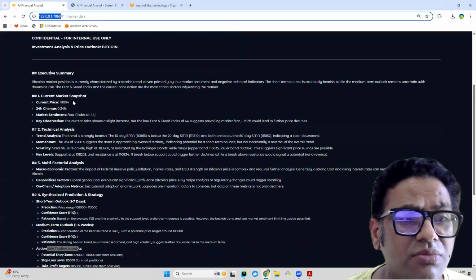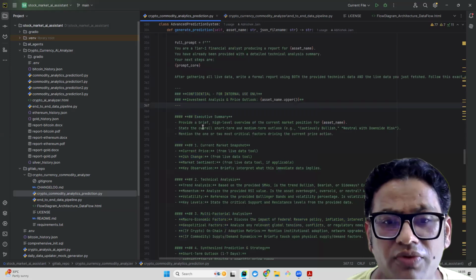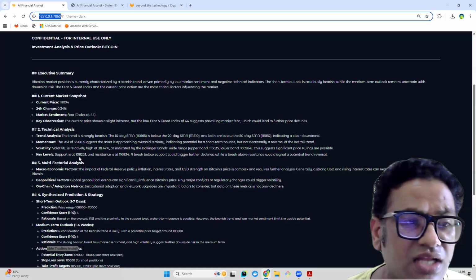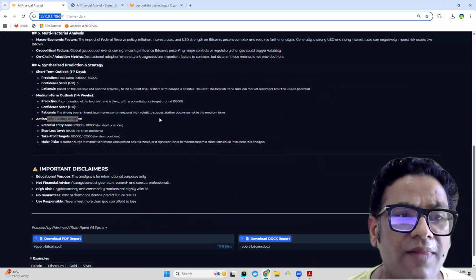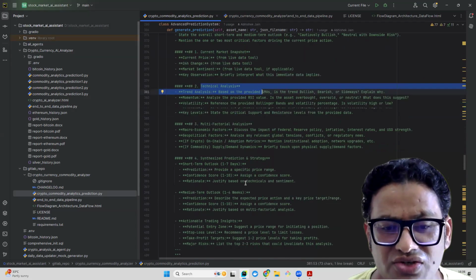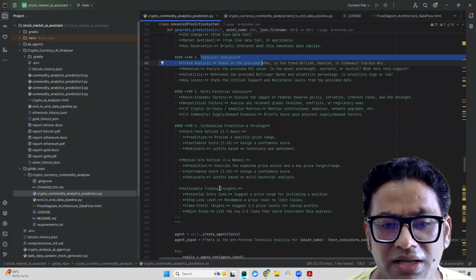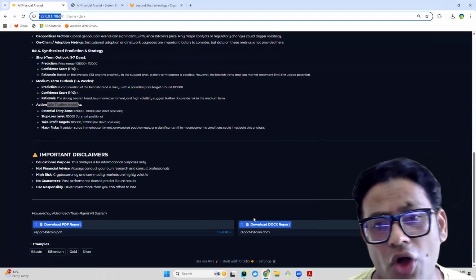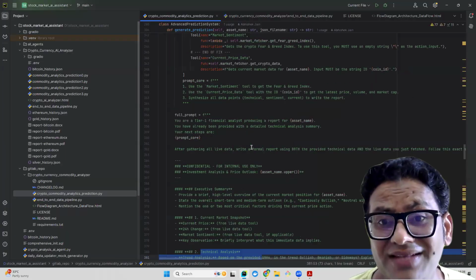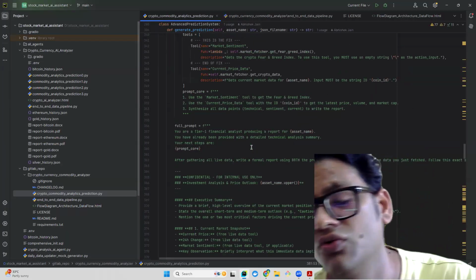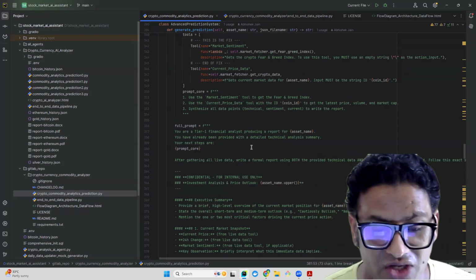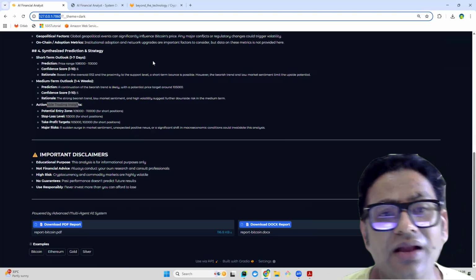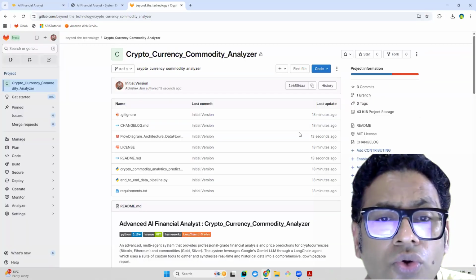We can see executive summary, current market snapshot, technical analysis, multifactorial analysis, and this is what you are seeing over here. Then we have a synthesized prediction strategy, right? For short term, medium term, and the extended trading, right? And then we have this download option, right? So this is the prompt. So the prompt plays a very important role when you want to interact with the large language model, right? So this is the very high level architecture and the code walkthrough, right?